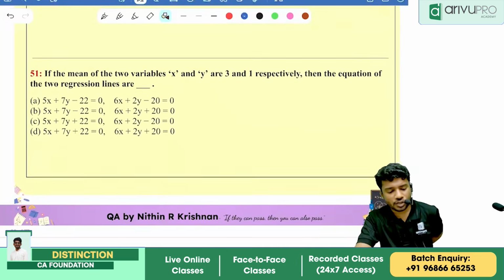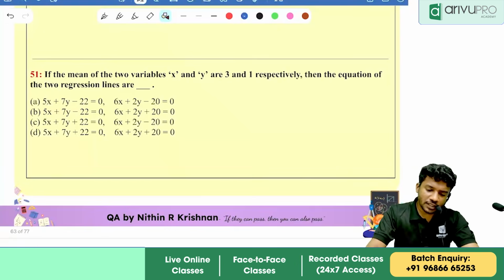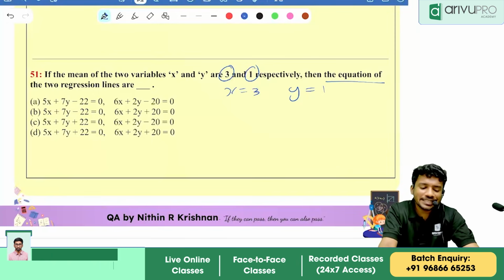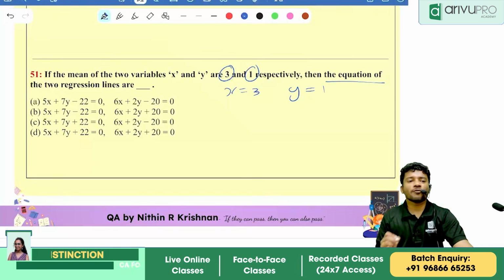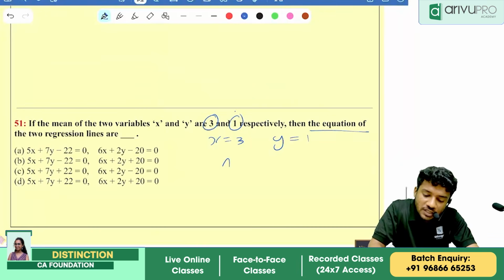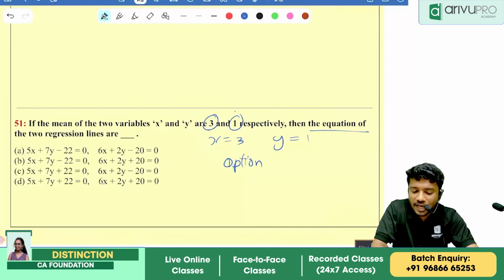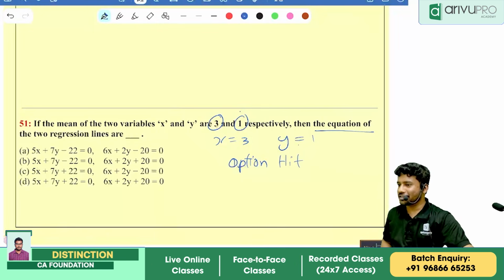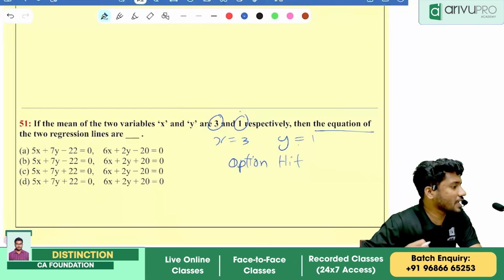Look at this question. If the means of x and y are 3 and 1 respectively, x is equal to how much? 3. y is equal to how much? 1. Then the equation of the regression line, what did I tell you? Option hit. Instead of x, you will put 3. Instead of y, you will put 1. Which option is making LHS and RHS equal? That option is your answer.